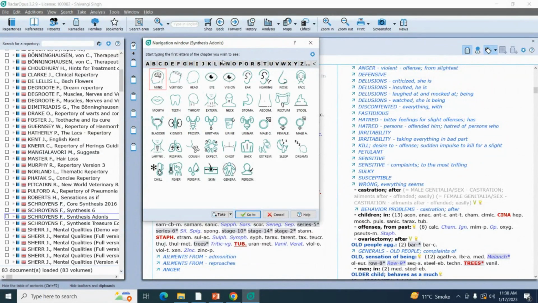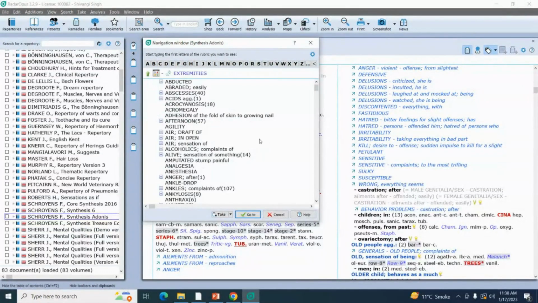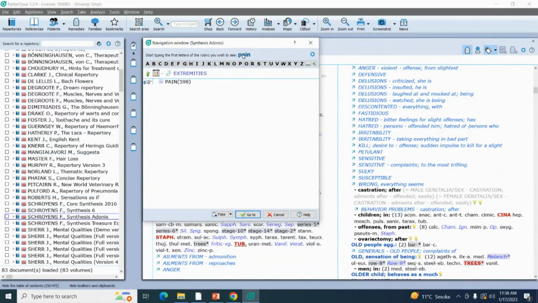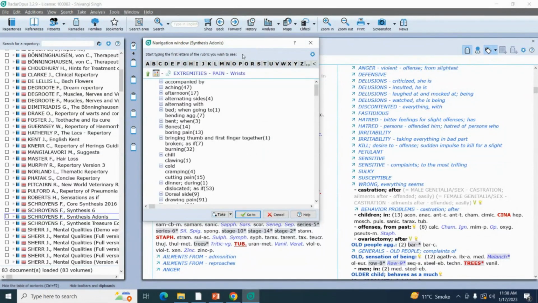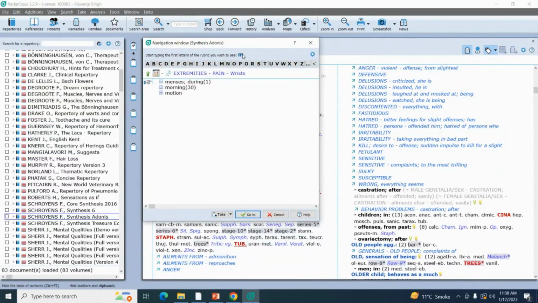The next symptom, my patient has pain in the wrist joint. Now I'm going to the Extremities chapter. Extremities, pain, wrist, on motion. My patient has pain in the wrist while in motion.